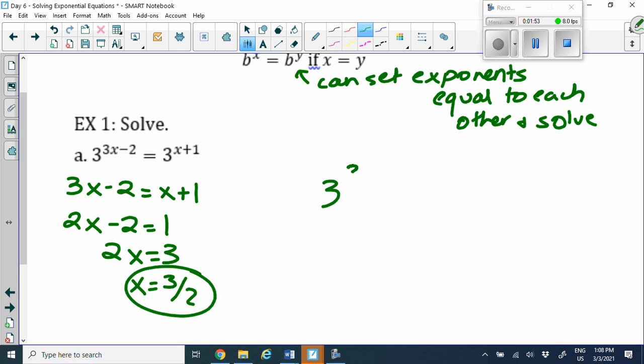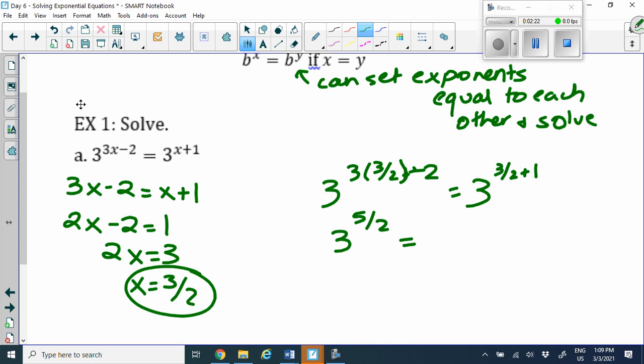So 3 to the 3 times 3 halves plus, 3 halves minus 2 equals 3 to the 3 halves plus 1. Okay. So I get 9 halves here, so 9 halves minus 2. And I would say just use your calculator for that. We get 2.5, or 5 halves. And we do 3 halves plus 1, that also gives us 3 to the 5 halves.